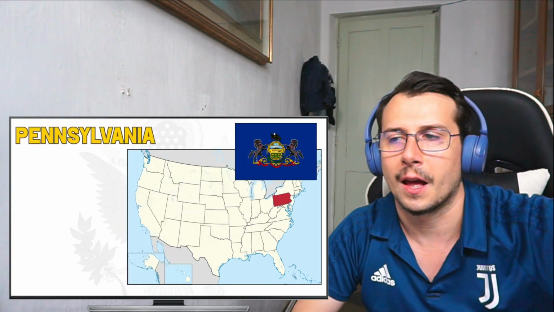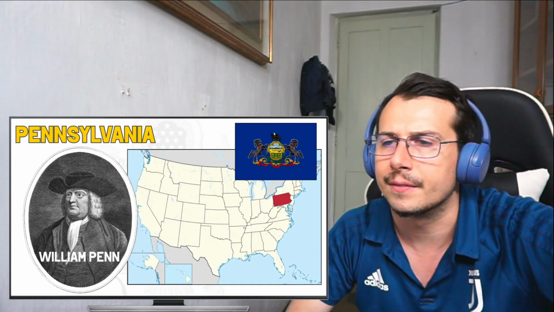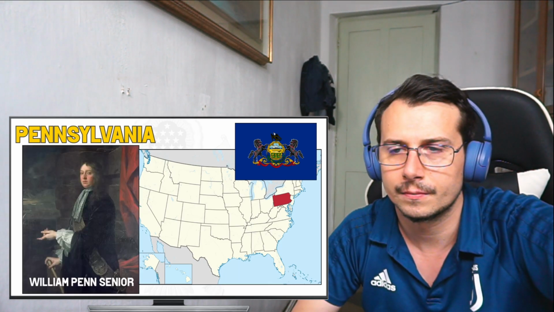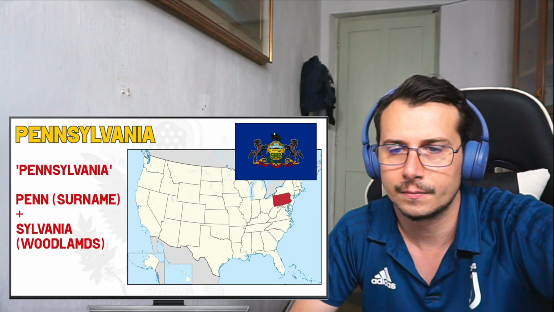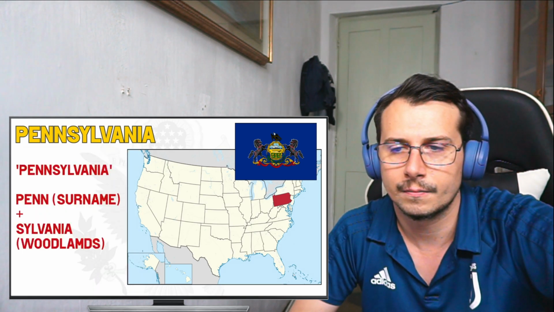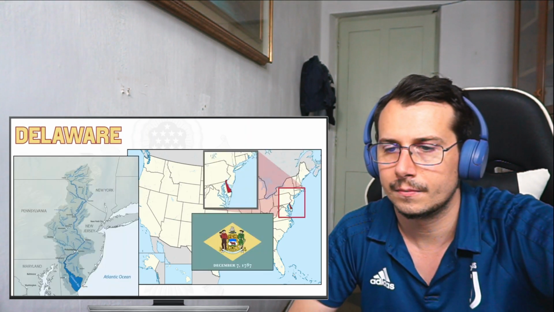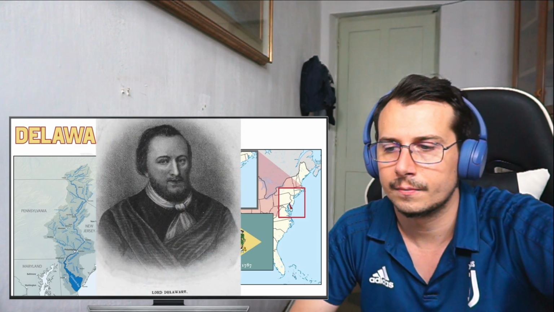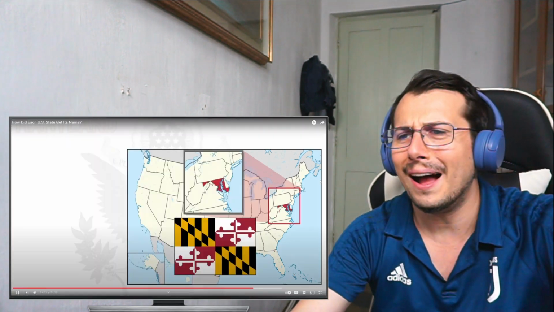Next to it is Pennsylvania. An English writer founded a province of Pennsylvania as an English colony. In honor of his father and probably his family in general, he named it Pennsylvania, combining their name, Penn, and the Latin term Sylvania, which translates as woodlands. Delaware gets its name from the Delaware River. The river itself was named after Lord Delaware, who was the first Governor General of the colony of Virginia.